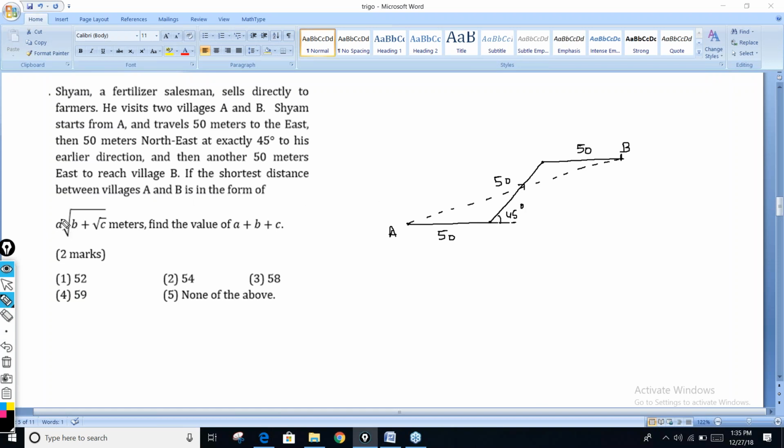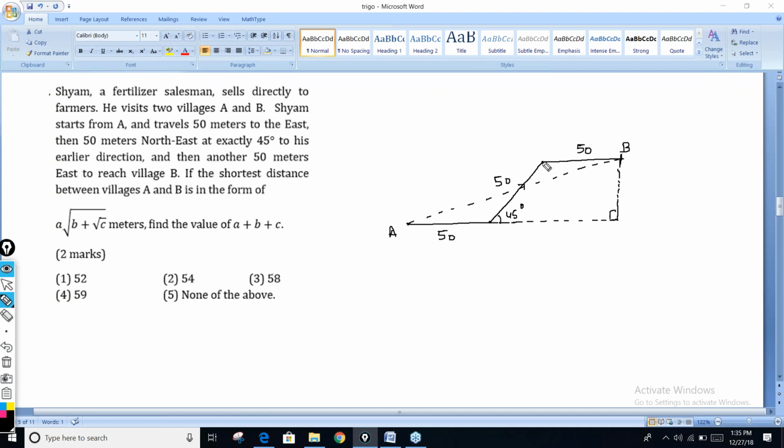is in the form of A root B plus root C. Find the value of A plus B plus C. So how to find this distance? For that, we need to complete a triangle. We'll complete a right angle triangle. So we need to find out AB.